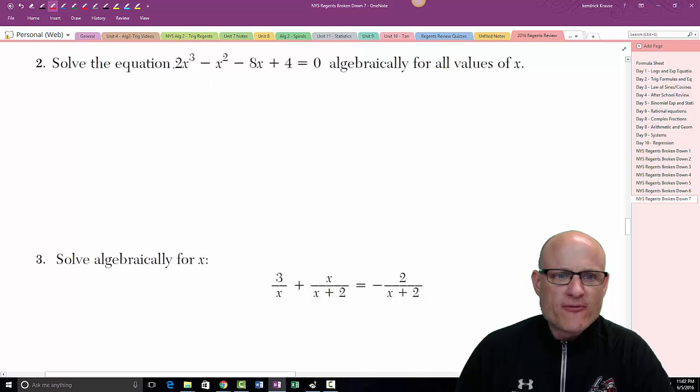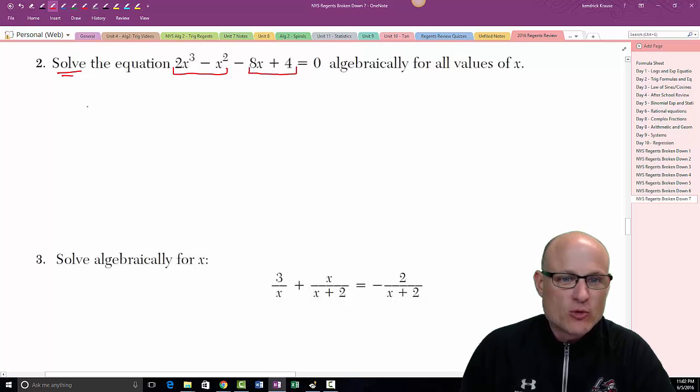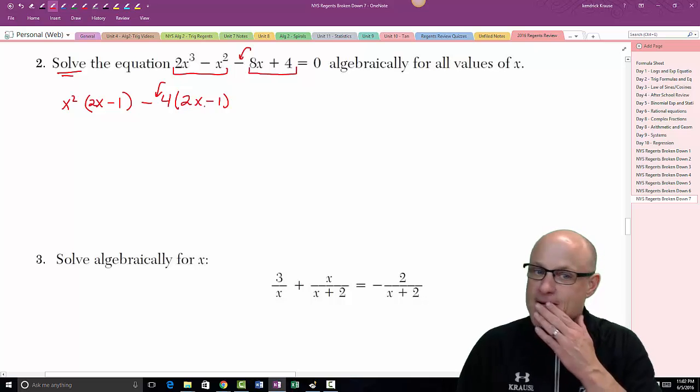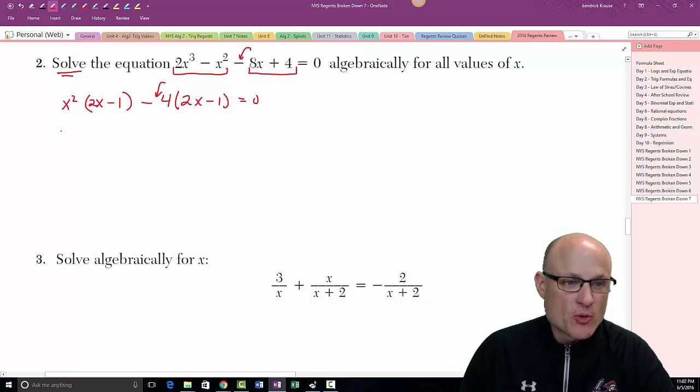Okay, solve for x. So when it says solve, that means we're going to have answers at the end. We've got 4 things, so we're going to do this by grouping. In that first group, I can take out an x squared, and I'm left with x minus 2x minus 1. Minus, now out of these two, I can take out a 4, and I'm left with 2x minus 1. Now notice I'm really taking out a negative 4. Equals 0.